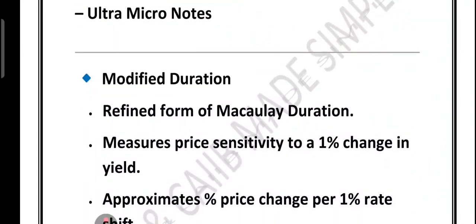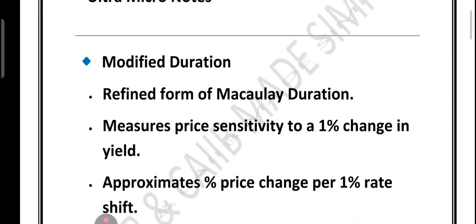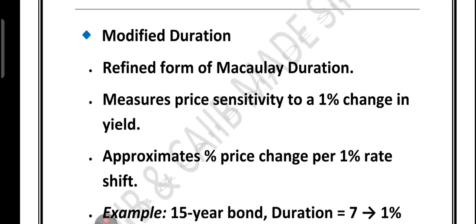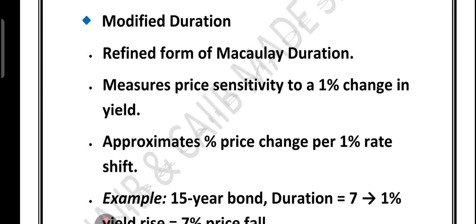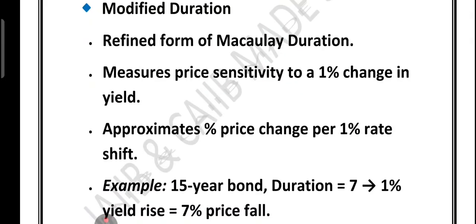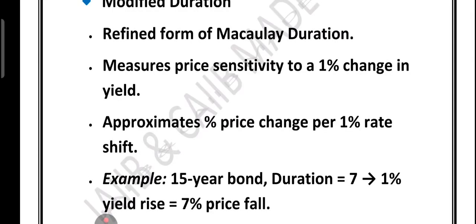Now, modified duration is just a smarter, more practical version of Macaulay duration. It tells us how much a bond price will change if interest rates change by 1%. So it measures the price sensitivity to a 1% change in the yield. You can think of it like a sensitivity meter for the bond. It measures how sensitive the bond price is to the interest rate change.